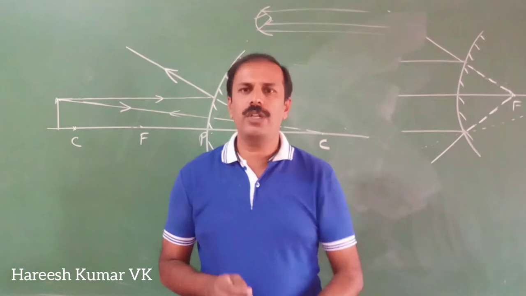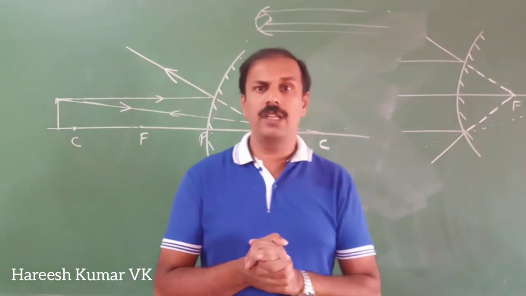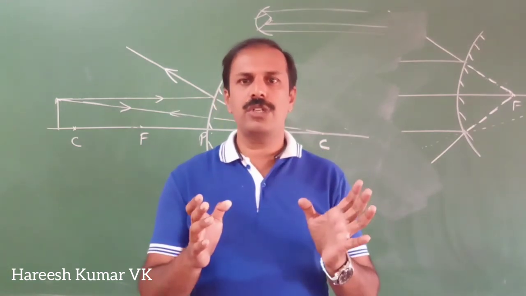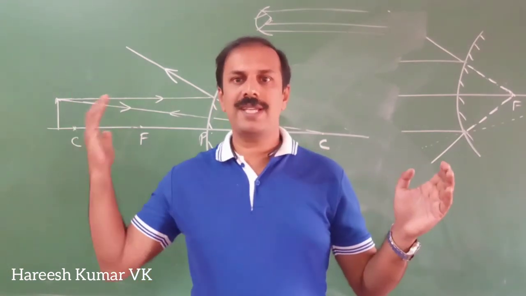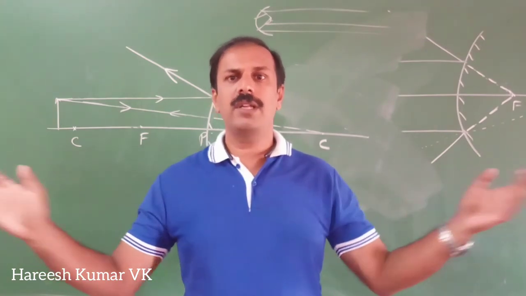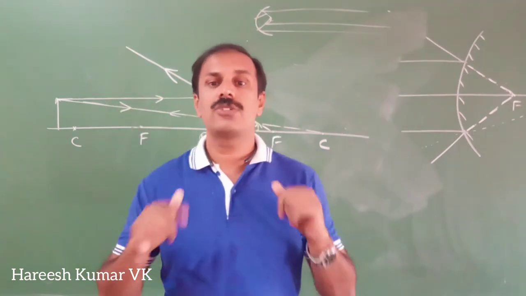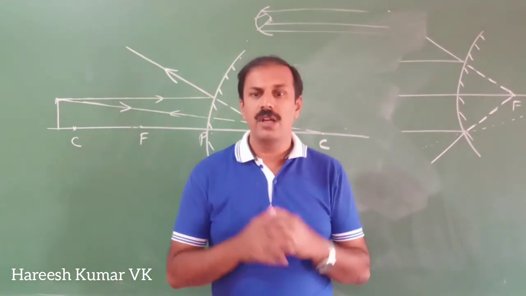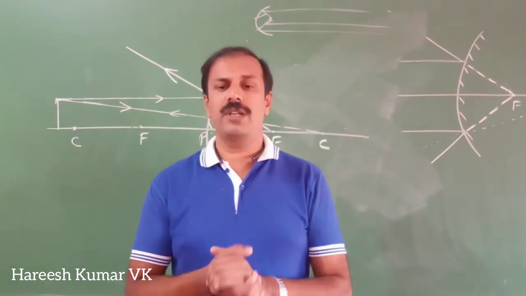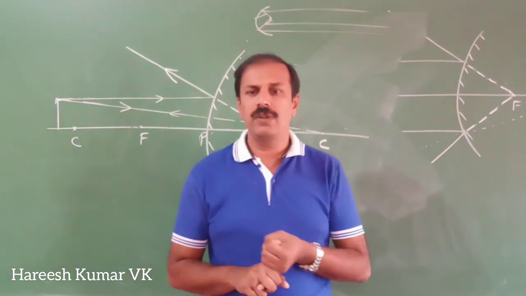The most important use of convex mirror is that it is used as a rear view mirror in vehicles. What is the meaning of rear view mirror? The mirror which is used for seeing the backside. There are the wing mirrors, the side mirrors on the vehicle, and inside, one mirror will be there to see the backside. That is called a rear view mirror. So these rear view mirrors are convex mirrors. So the first and important use is the rear view mirror in the vehicle.